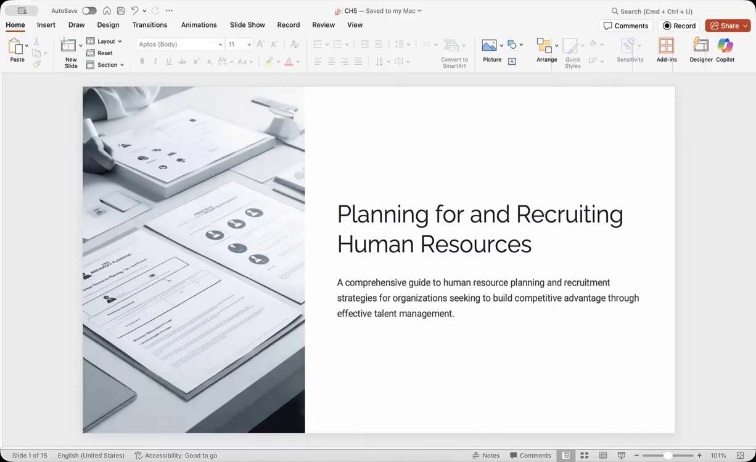Again, this is going to be chapters 5 and 6 of the HR management textbook, and we will jump right in. So this is the planning for recruiting, right? Planning and recruiting in HR. This is the comprehensive guide to HR management, planning, and recruitment. So this is how we plan to recruit, and this is how we recruit.